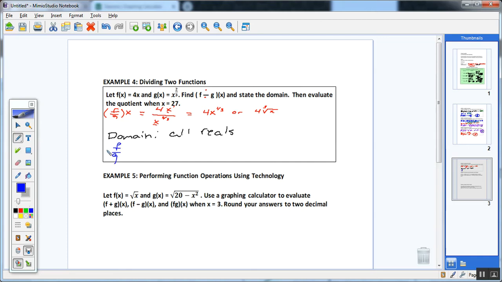Then we have to evaluate f of g of what do they want that to be? X is what value? 27. Well, kids, it's basically saying 4 times the cube root of what? What the heck's the cube root of 27? 3. What's 4 times 3? 12 is your answer, kids.